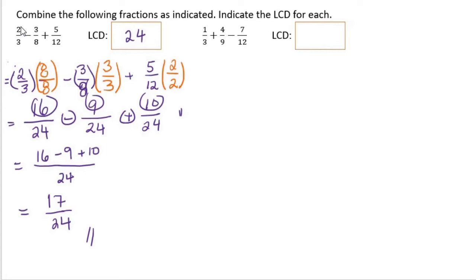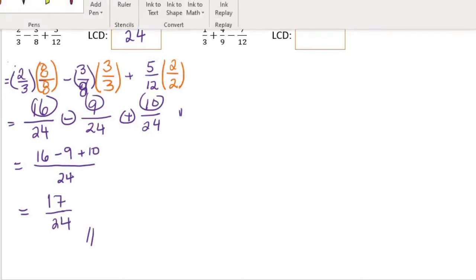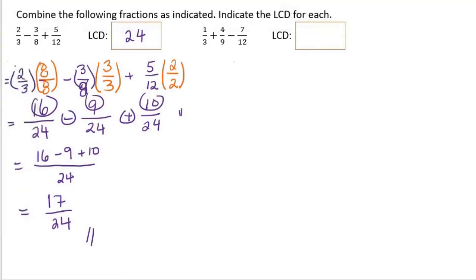So I encourage you to try this same method for the second problem. Even if it feels a little bit uncomfortable to begin with, let's apply those same steps here to find the lowest common denominator and then to write equivalent fractions. Okay, so this time our denominators are 3, 9, and 12. Writing those out as prime factors gives us 3, 3 times 3, and 2 times 2 times 3 is 12.